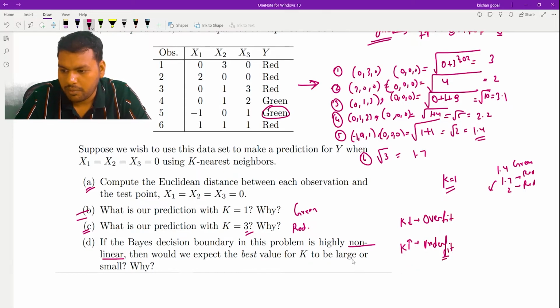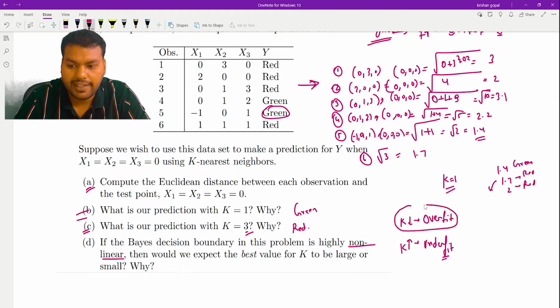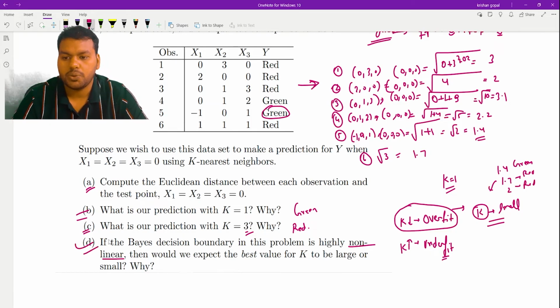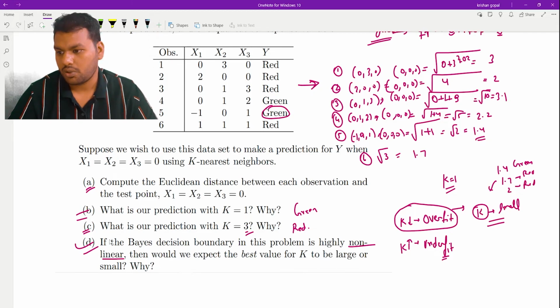Now the decision boundary is non-linear. When the decision boundary is non-linear, that means we should use a flexible method to make the decision boundary more flexible. I will choose a k value that is small, but not too small, rather than a large one. So that is the answer to this question. I hope you understand the answer to this question.